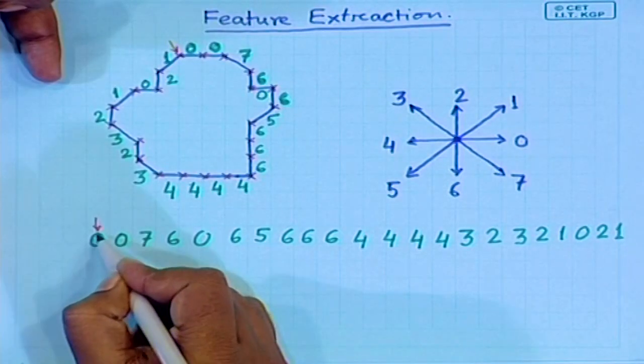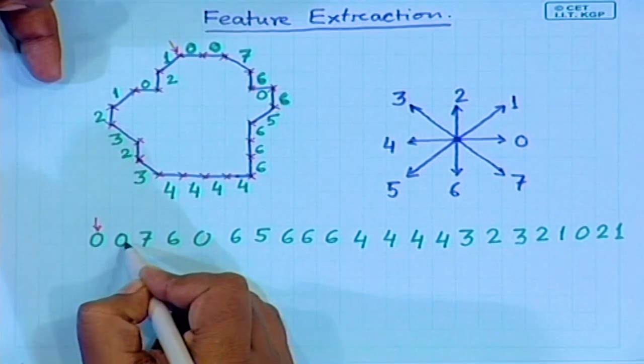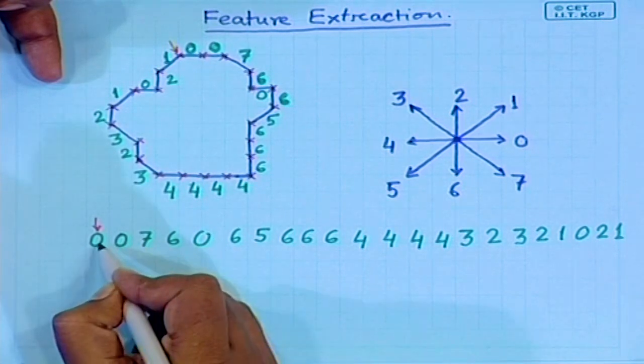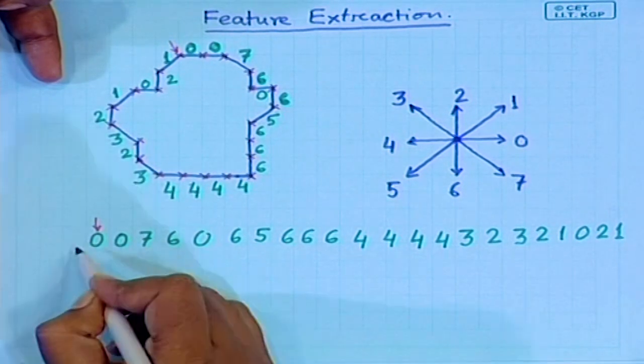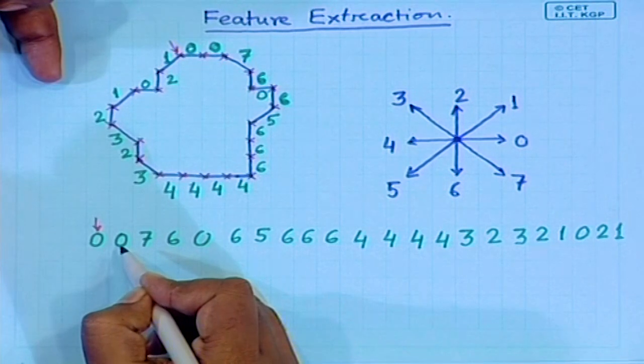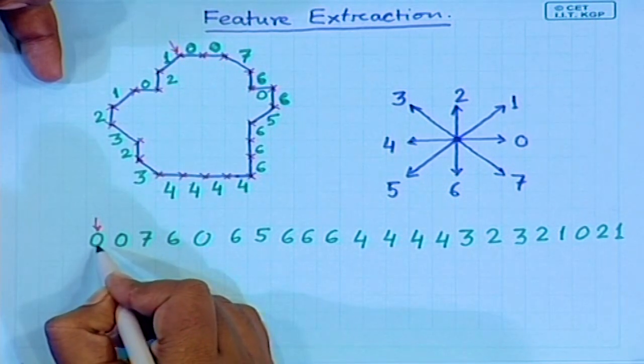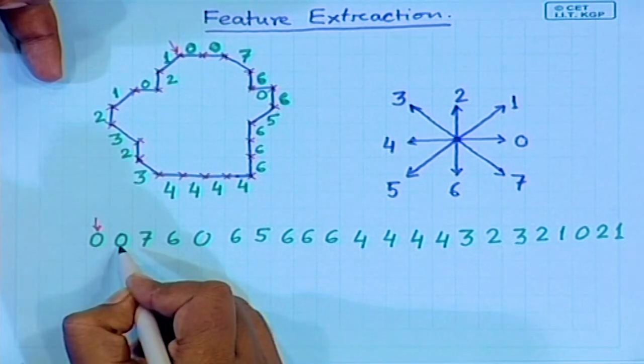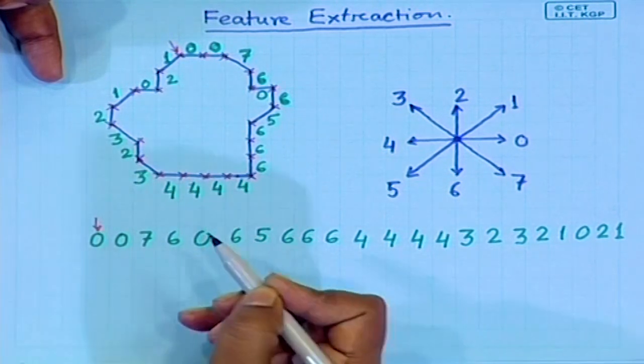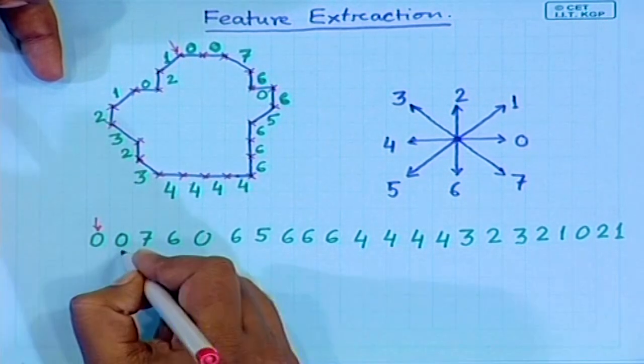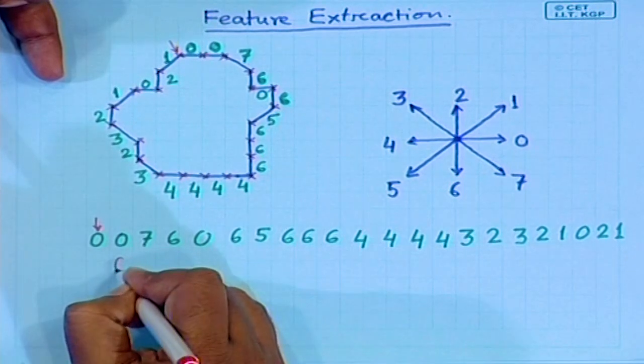Okay. But I know that this direction is 0, and the next direction is also 0. So, I know that to move from 0 to 0, how many steps of rotation I have to make. In this case, because the previous direction is also 0 and the next direction is also 0, the number of steps of rotation will be 0. Okay. So, I will put this as 0 only.